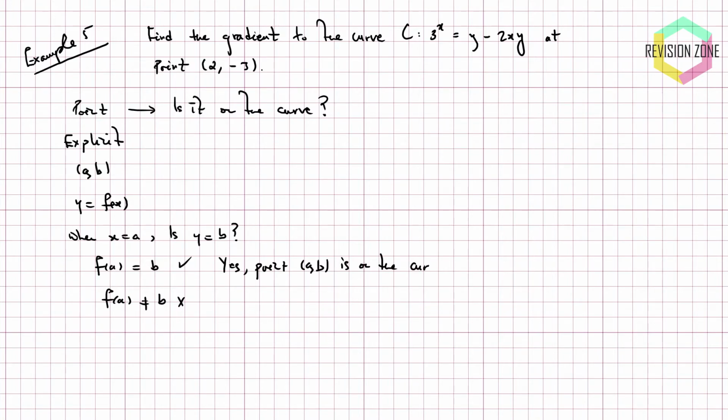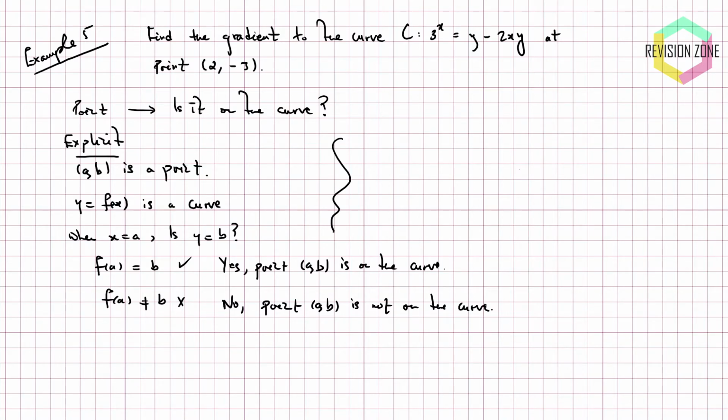And in the second case, we say no, point AB is not on the curve. So let's think about the implicit case.